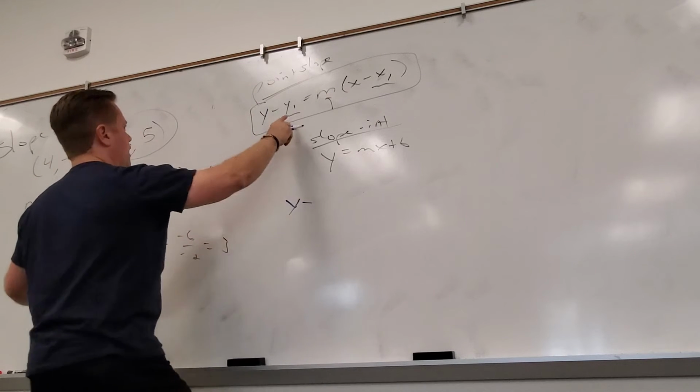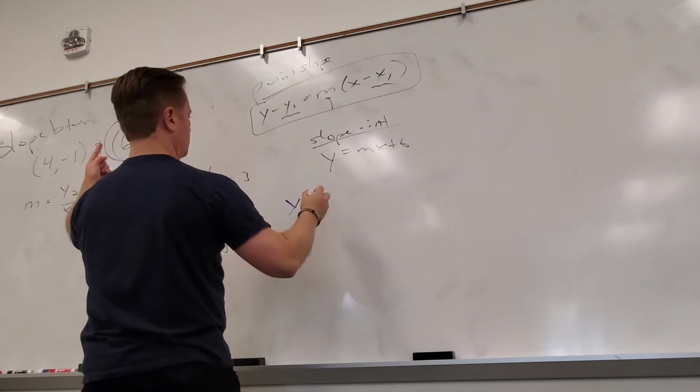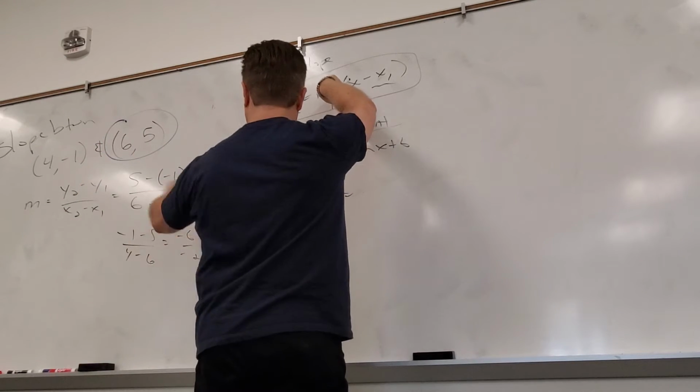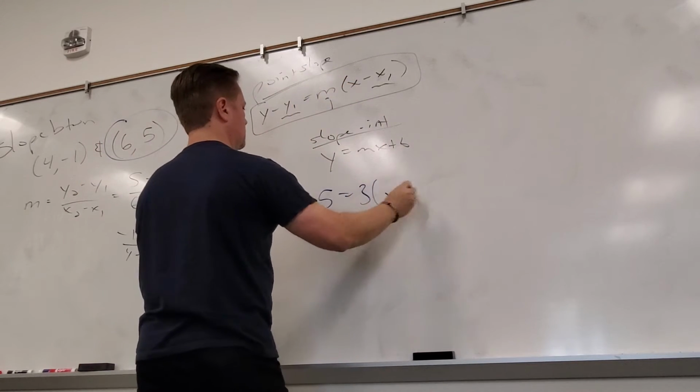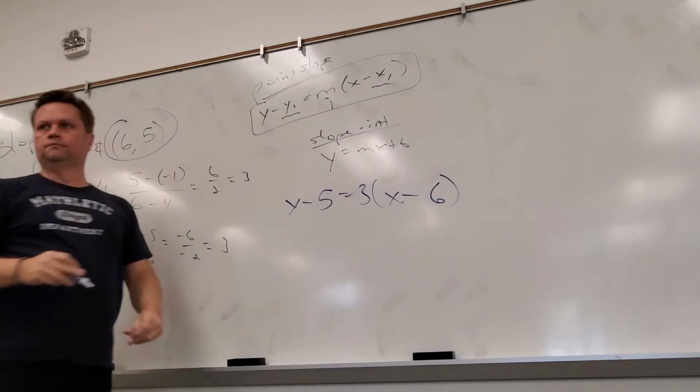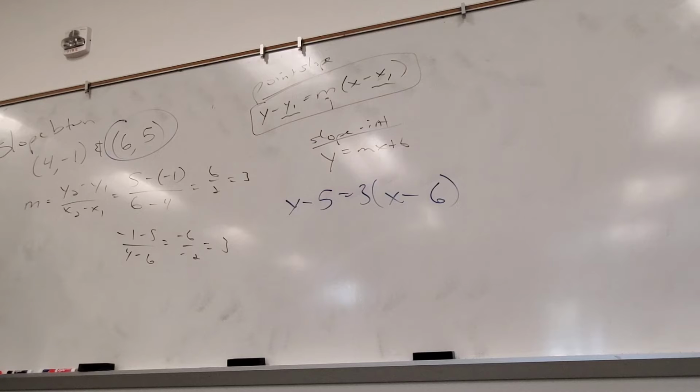Y minus the y piece. What's the y piece? 5 equals the slope times x minus the x piece. All right, now real quick, solve that for y. Put it into the better form, the more concise form.